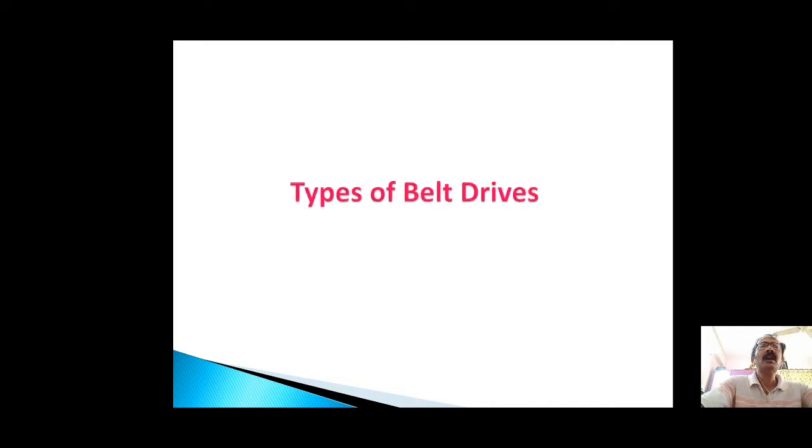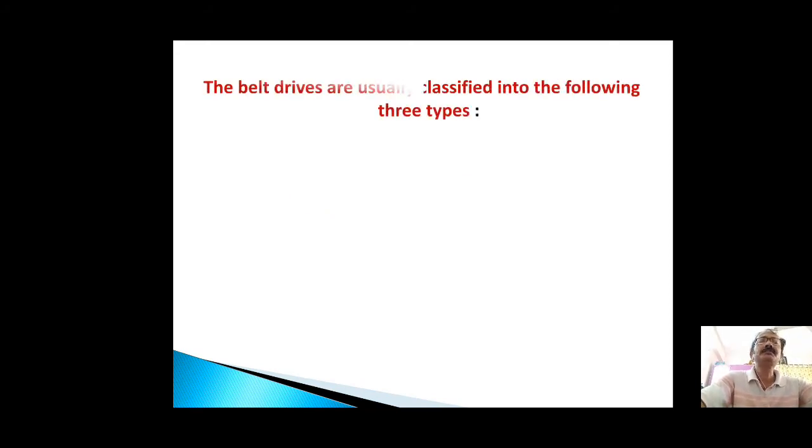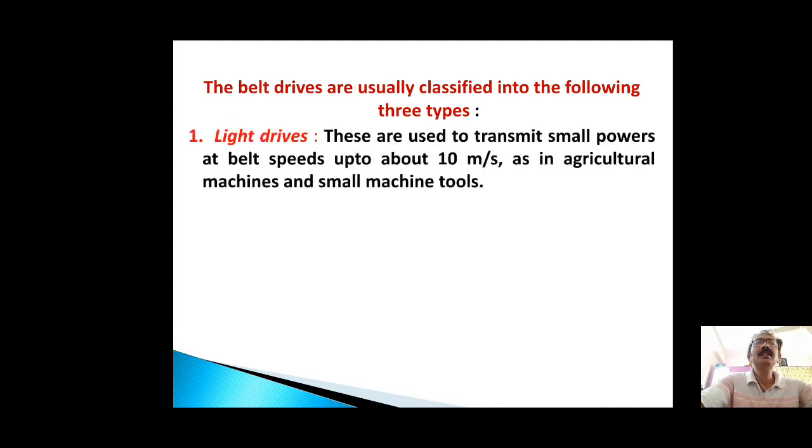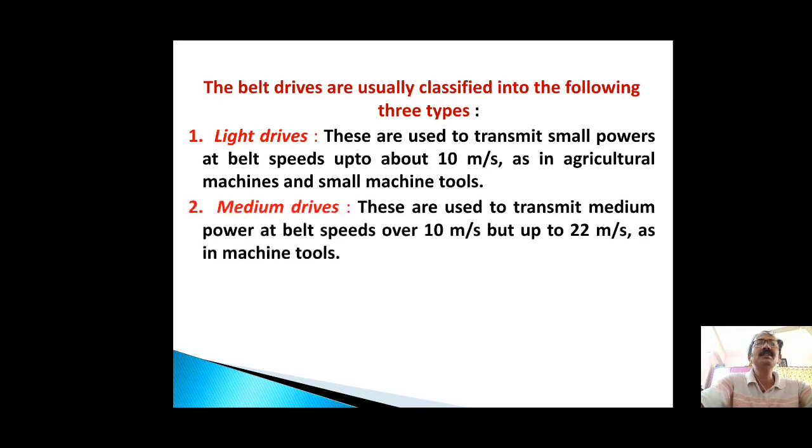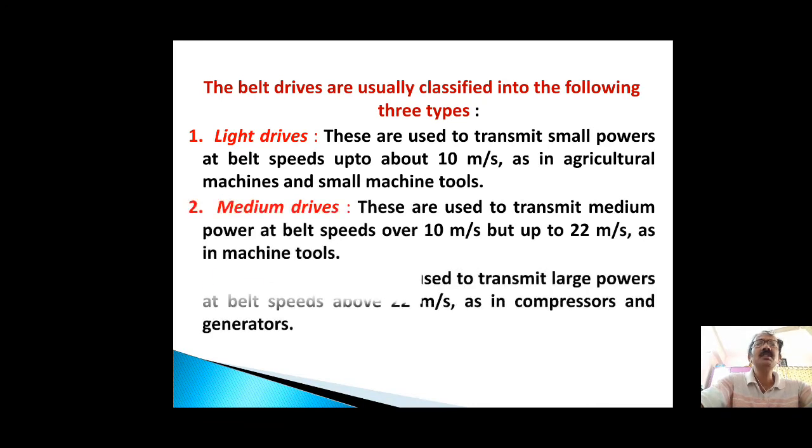Now, the types of belt drives. How many types of belt drives are there? The belt drives are usually classified into the following 3 types: number 1, the light drives; number 2, the medium drives; and number 3, the heavy drives. Now, what are light drives? These are used to transmit small powers at belt speed up to about 10 meter per second, as in agricultural machines and small machine tools.